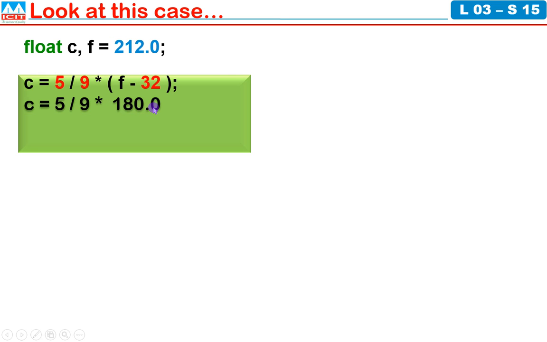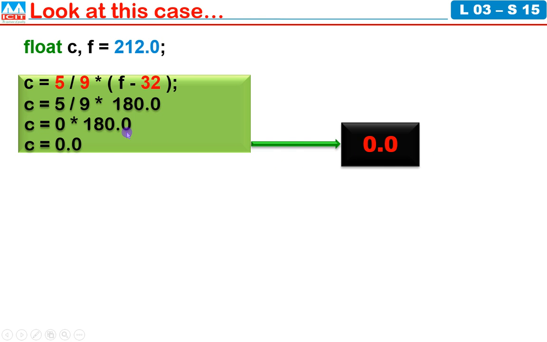212.0 minus 32 is 180.0. 5 by 9: what is the value of 5 by 9? 0. 0 into 180.0 will be 0.0. You got 0.0. Surprising. 212 degrees Fahrenheit should give 100 degrees centigrade, but you got 0.0.